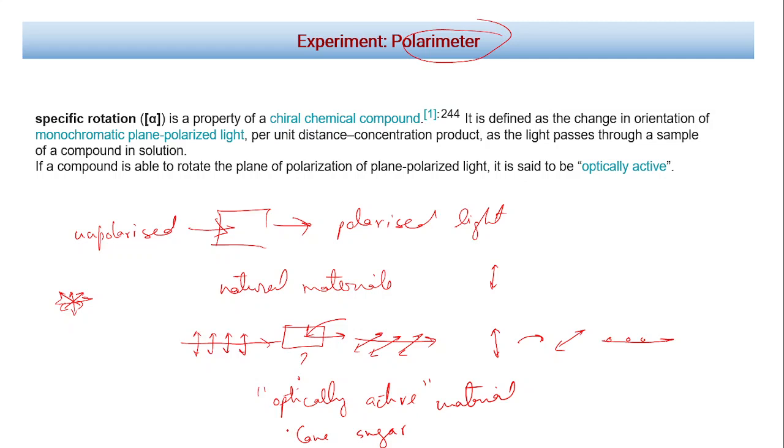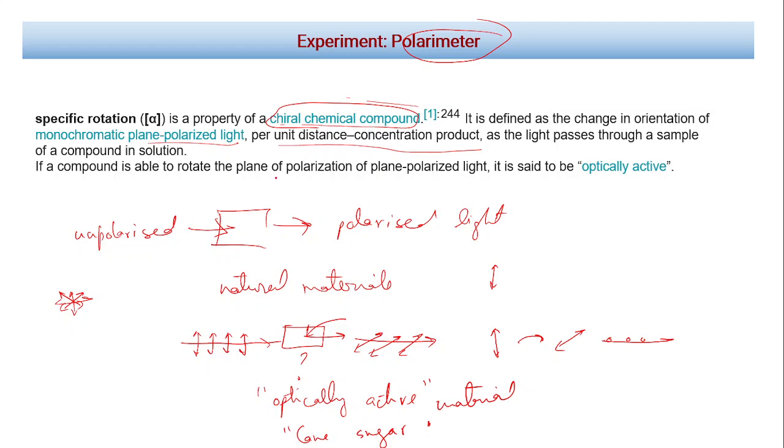So if we have cane sugar juice in this transparent sample holder, and we incident polarized light through it, then its angle of polarization will change. The specific rotation that we define is a property of a chiral chemical compound, or for our discussion, we can simply call it an optically active compound. It is defined as the change in orientation of monochromatic plane polarized light per unit distance concentration product, we'll see what this is, as light passes through a sample of compound in solution.